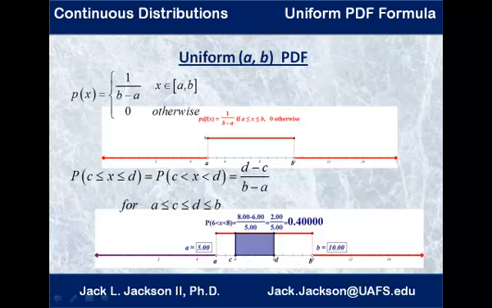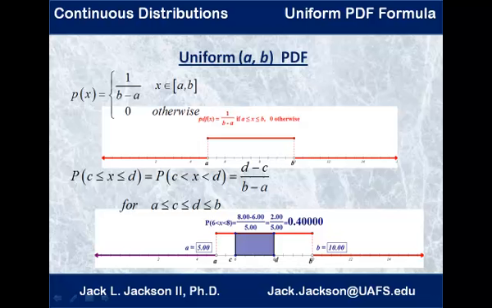From a to b, we have a bar of height 1 over b minus a, and it's just a horizontal line segment. The probability that c is less than or equal to x is less than or equal to d is the same as the probability that c is less than x, which is less than d.